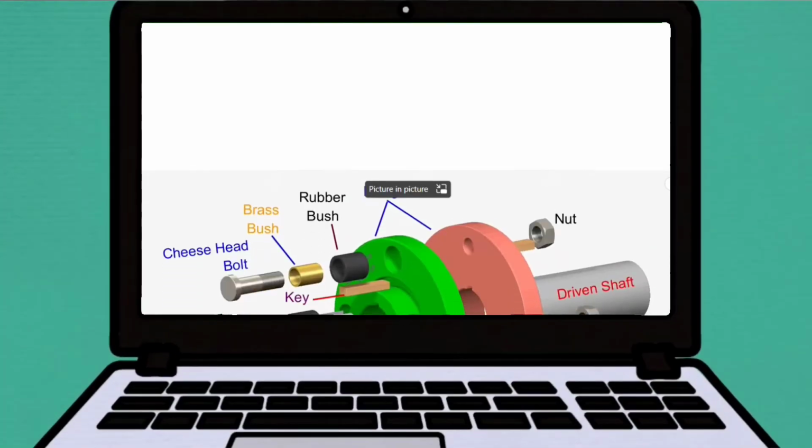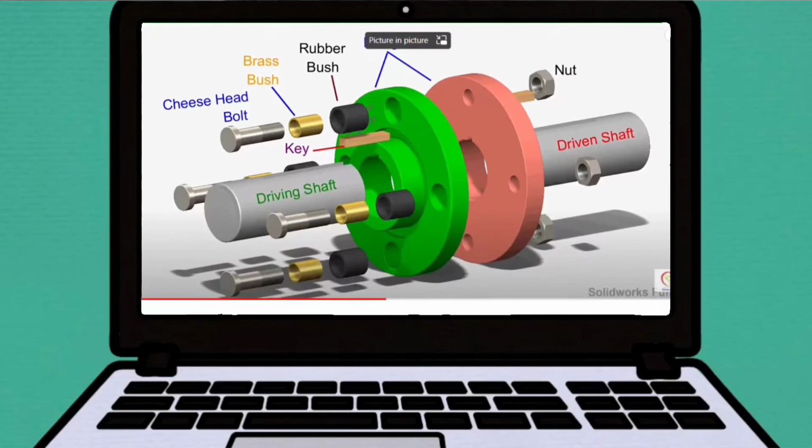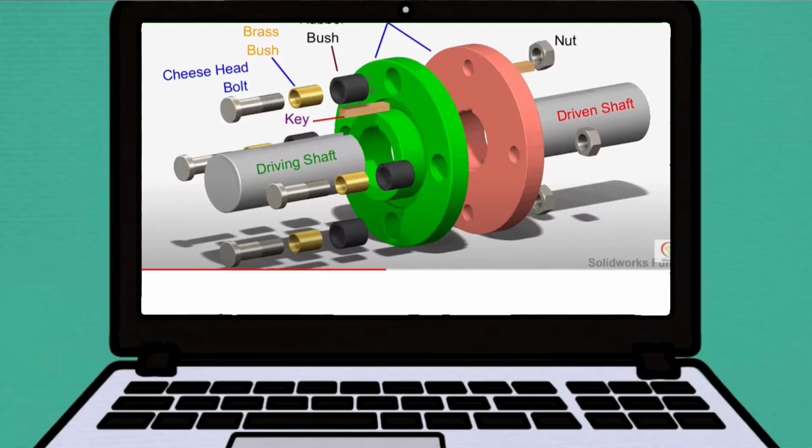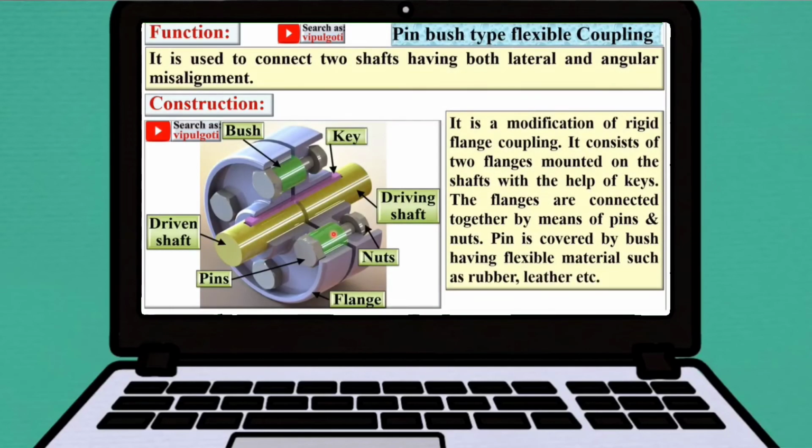The bush coupling is an alteration of the flange coupling. It consists of rubber, nuts, and pins to connect two shafts with an allowance for misalignments. Bush pin couplings are composed of driving shaft, driven shaft, flanges, rubber bush, brass bush, bolts, and nuts. The function of a flexible pin bush type coupling is to connect two shafts having both lateral and angular misalignment.